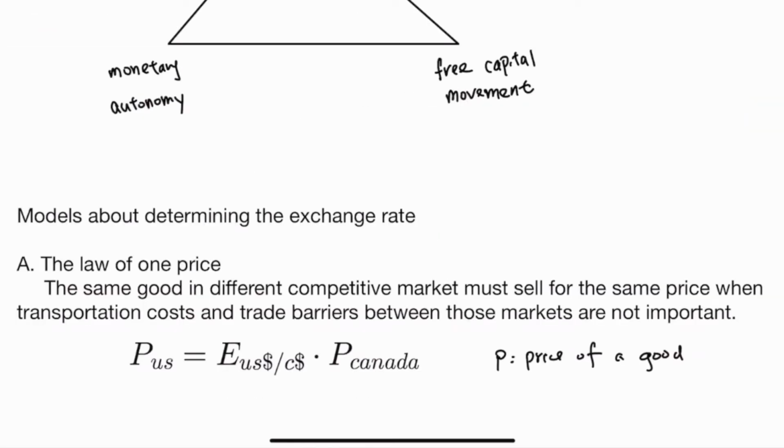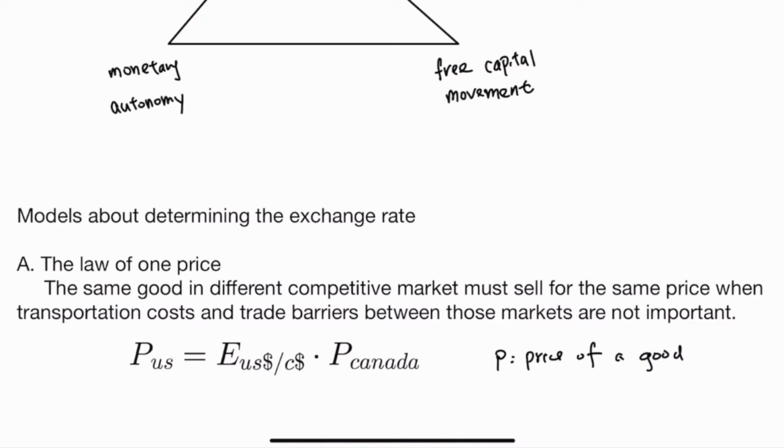So to wrap up the discussion of the law of one price, we can write it down in the following formula. The price in the US equals the exchange rate of the US versus Canadian dollar, multiplied by the price of the Canadian goods. Here, P is the price of a good, and it tells us that the goods, after adjusting for currency value, should be of the same price. That is the law of one price.